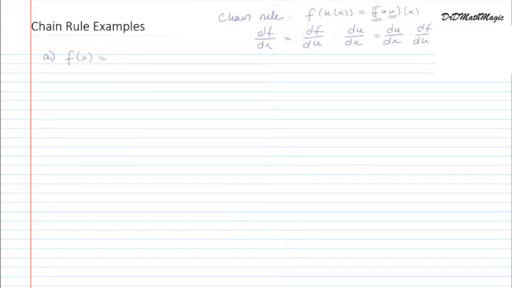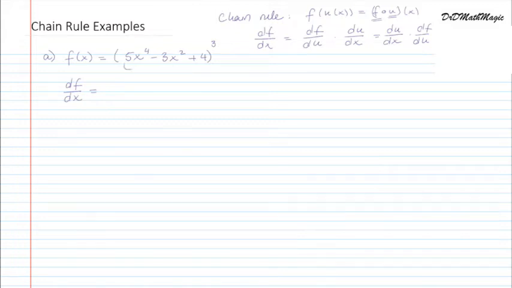F of x is equal to, let's say, 5x to the 4th minus 3x squared plus 4, and maybe to the power of 3. And I want to find out what is the derivative of this function with respect to x. Before I do that, I have to analyze my function. I have to see what is the type of function I have. And if I look at this, I can see I have a composite function.